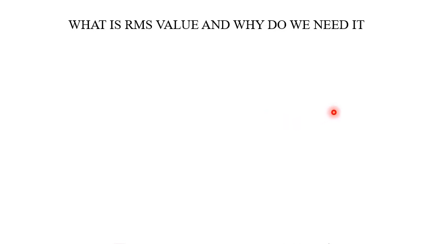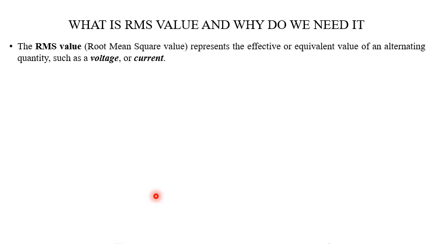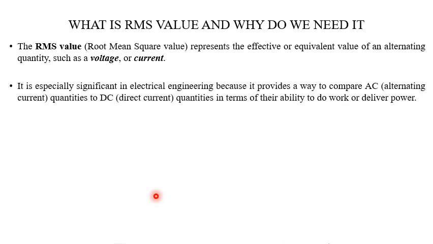Now that we know how to calculate the RMS value for the various waveforms, let us look at why the RMS value is important and why we need it. The RMS value, the root mean square value, represents the equivalent value of an alternating quantity. It could be a current or a voltage. It is important in engineering because it gives us a way to compare AC quantities to DC quantities in terms of their ability to do work or deliver power.